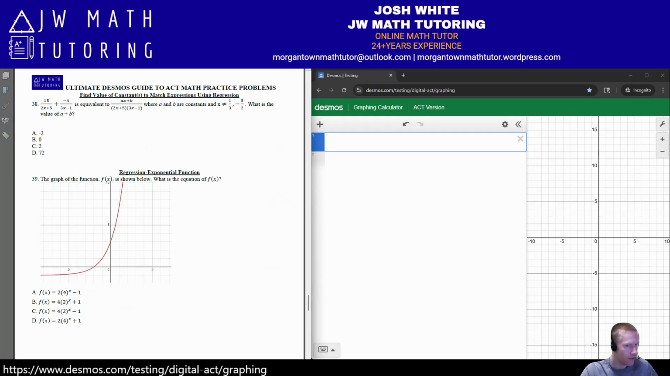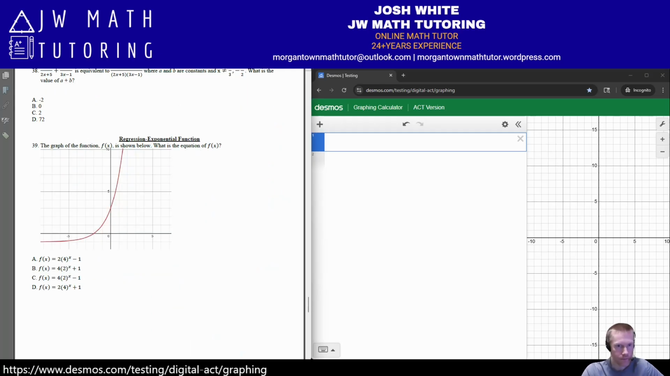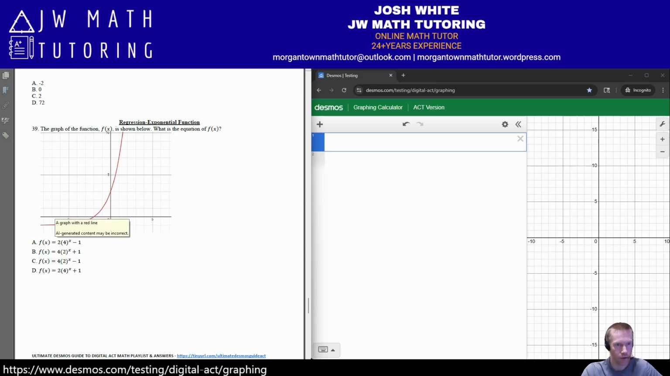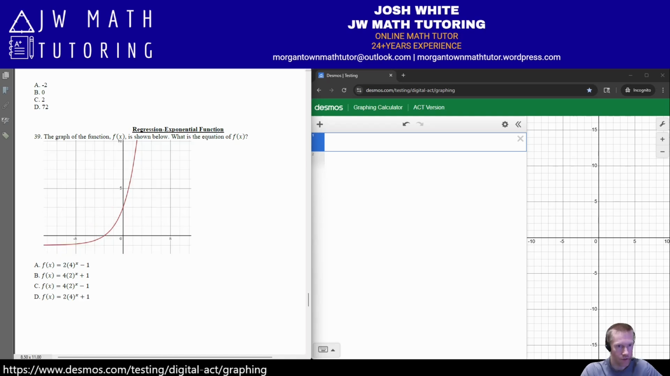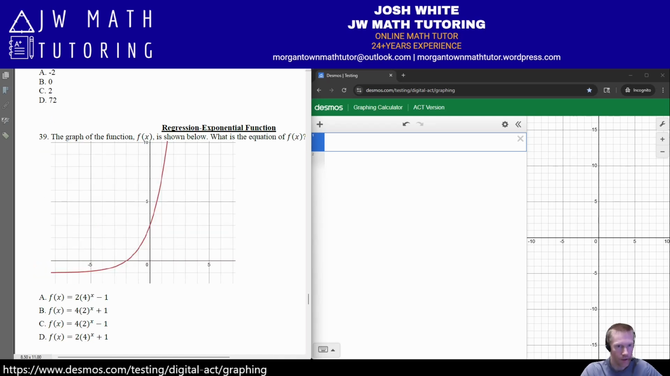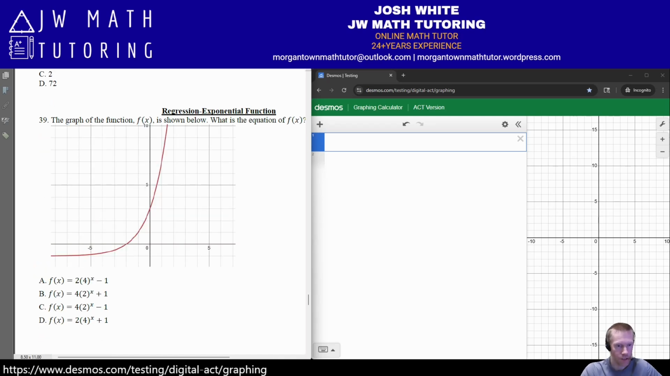So let's look at some examples now. Here we have question number 39. And here you have a graph of a function. I'm actually going to zoom in just to make it a little bit larger. You are given some equations for it.